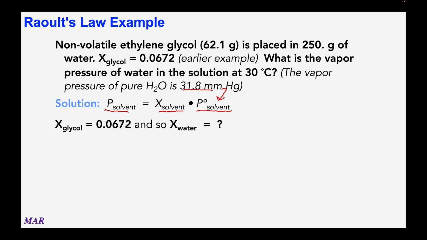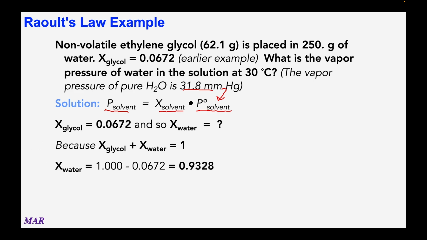However, if there's only two components, then mole fraction of ethylene glycol plus mole fraction of water will equal 1. So if you go 1 minus the mole fraction of the ethylene glycol, that gives you the mole fraction of the water: 1 minus 0.0672, mole fraction of water, 0.9328. So that's the chi solvent value that we need. And I want to point out once again, this is mole fraction of solvent, not mole fraction of solute.